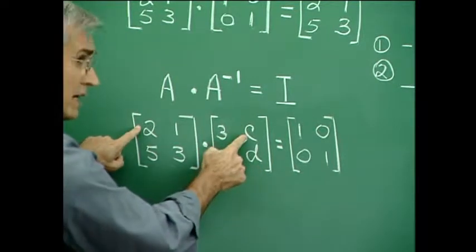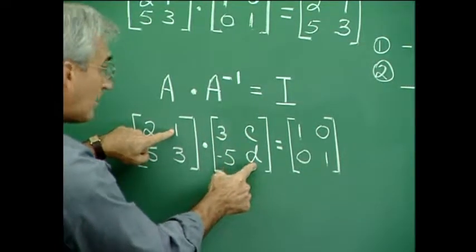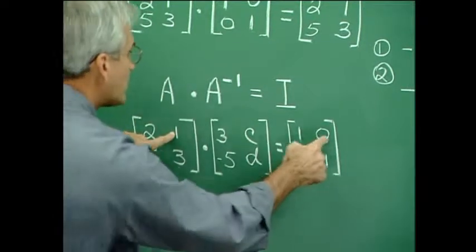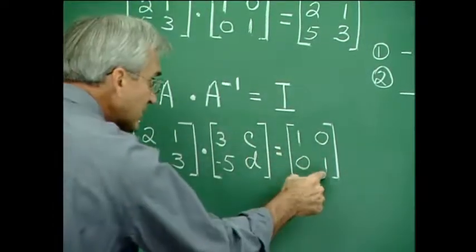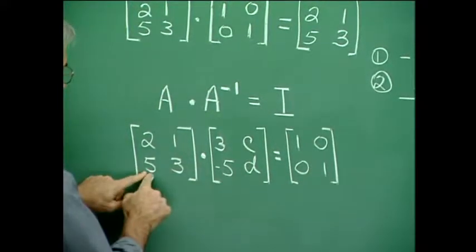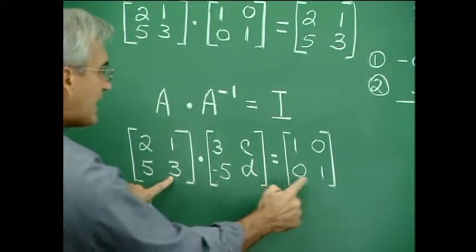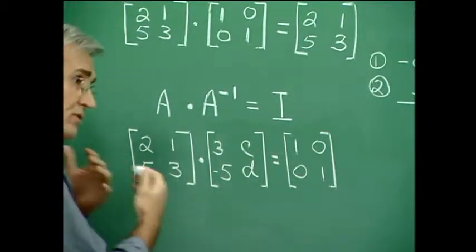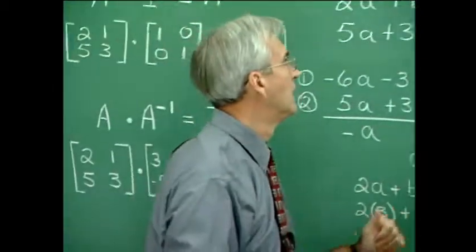So it's 2C plus 1D, 2C plus D equals 0. And then for this item, it is in the second row, second column. So 5C plus 3D equals 1. And that system of equations is up here.